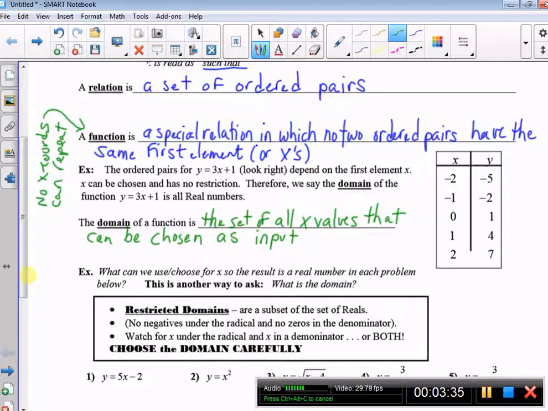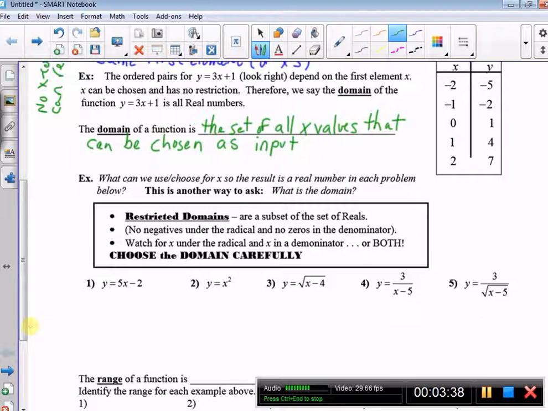So, for example, what can we use or choose for x so the result is a real number in each problem below? This is another way to ask, what is the domain? So you have some restricted domains. These are subsets of the set of reals, partial parts of the reals. You can have no negatives under the radical, no zeros in the denominator. Okay, so watch for x under the radical and x in the denominator or both.